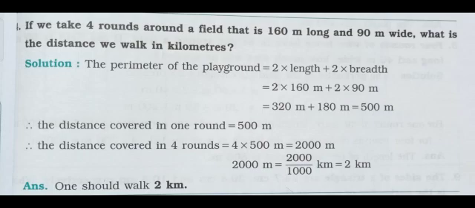So we are supposed to find out the distance covered in 4 rounds. So in one round it is 500 meter. So how many meters in 4 rounds? So that is 4 multiplied by 500 meters. So that is 2000 meter.